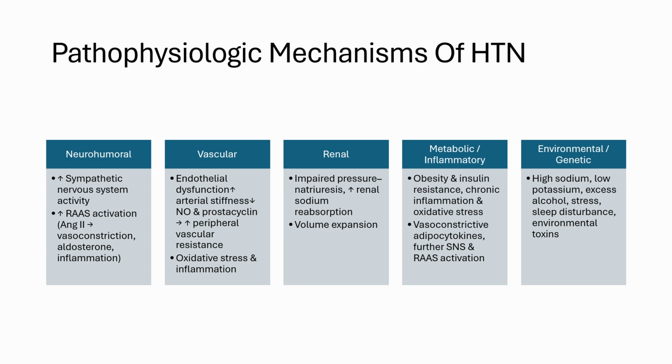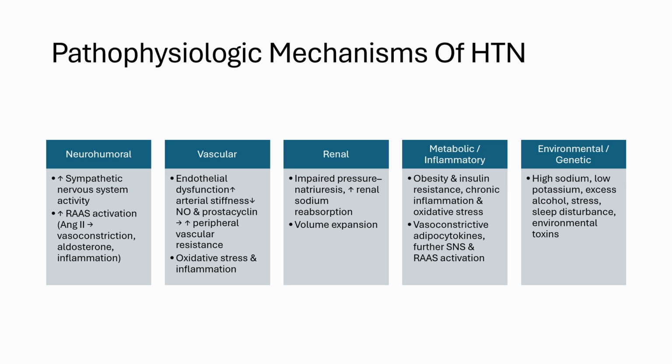Angiotensin II promotes vasoconstriction, stimulates aldosterone release, enhances sympathetic outflow, and contributes to vascular remodeling and inflammation. Vascular dysfunction is another key contributor. Endothelial dysfunction and increased vascular stiffness results in deficiencies in vasodilators such as nitric oxide and prostacyclin, leading to increased peripheral vascular resistance. Oxidative stress also contributes to endothelial damage and promotes inflammation.